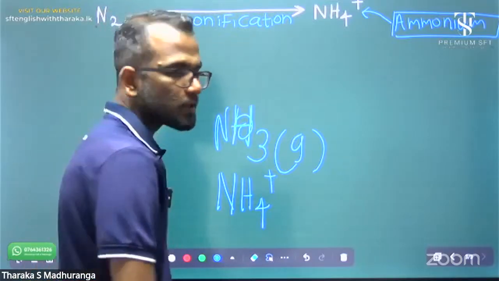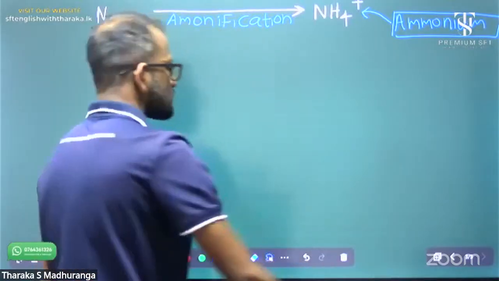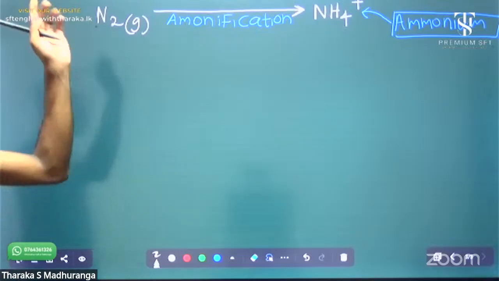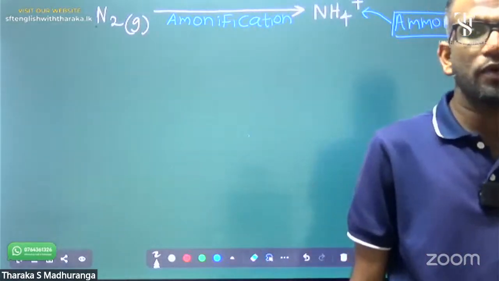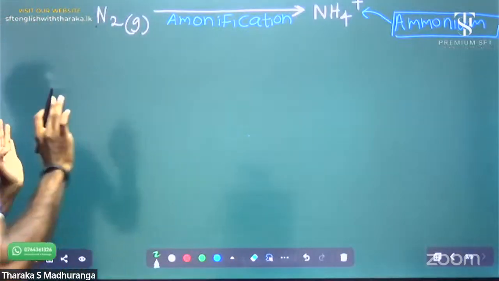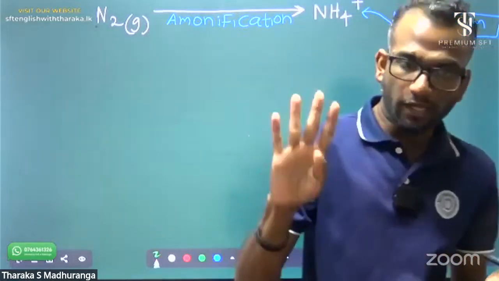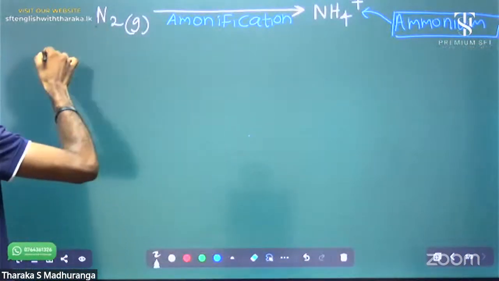Hari? Salmia? Ammonia and ammonium. In the ammonification process, it produces the ammonium ion. Right? Hari.